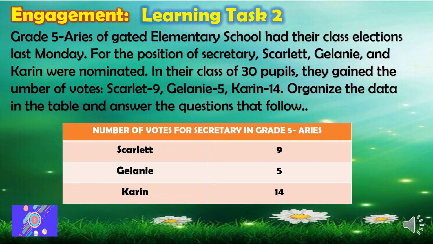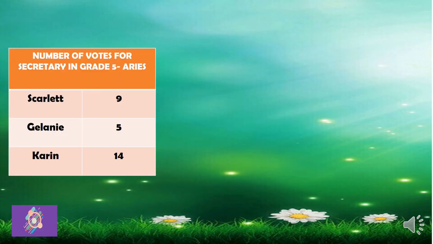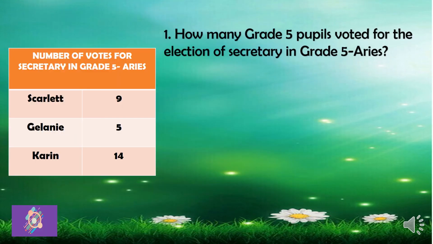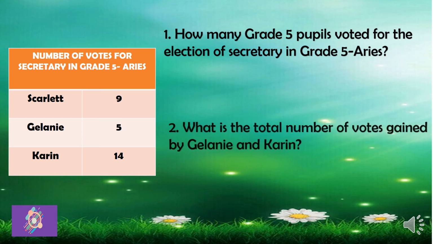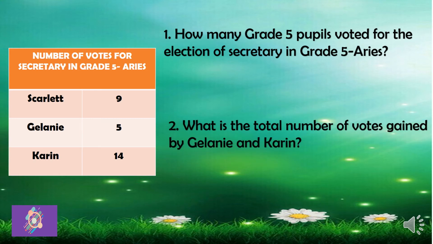So here is now the table of votes for secretary in grade 5 Aries. We have Scarlett got 9 votes, Jelani got 5 votes, and Karin got 14 votes. So that is the table. Okay, so we will use the table to answer the following questions. For number 1, how many grade 5 pupils voted for the election of secretary in grade 5 Aris? Second question, what is the total number of votes gained by Jelani and Karin?